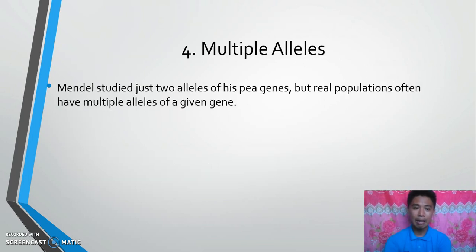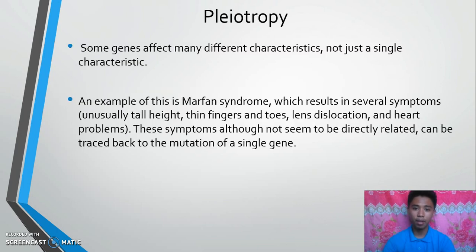Multiple alleles. Mendel studied just two alleles of his genes, but real populations often have multiple alleles of a given gene. Pleiotropy. Some genes affect many different characteristics, not just a single characteristic. An example is Marfan syndrome, which results in several symptoms, usually tall height, thin fingers and toes, lens dislocation, and heart problems. These symptoms, although they do not seem to be directly related, can be traced back to mutations of a single gene.